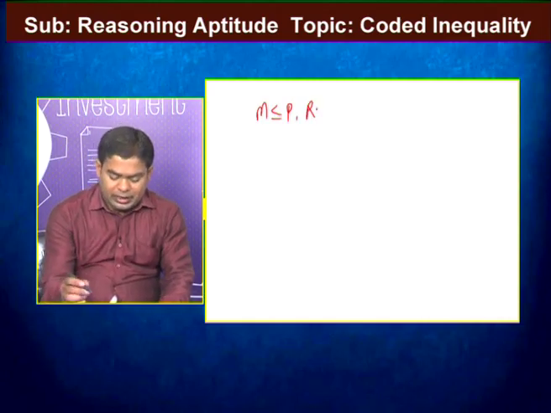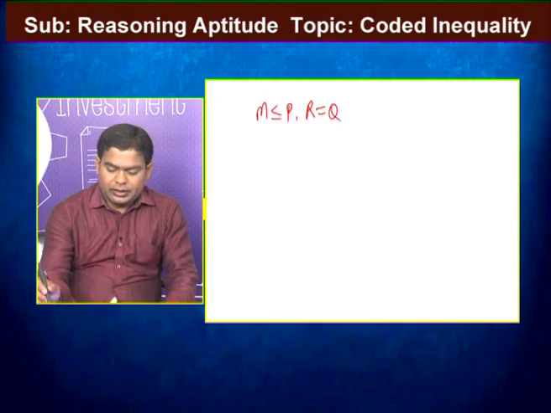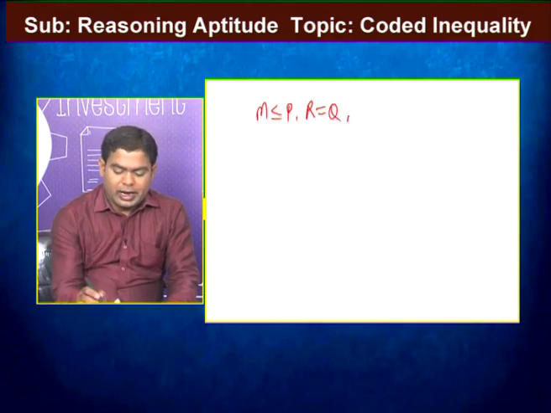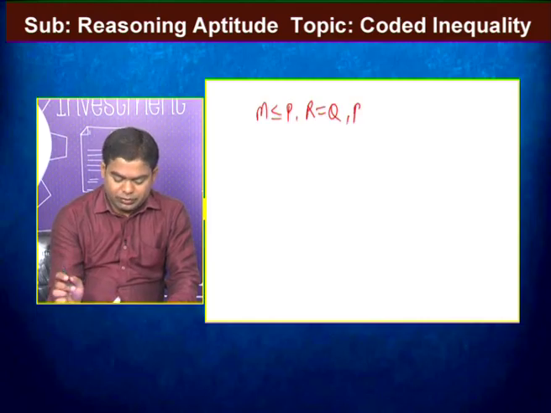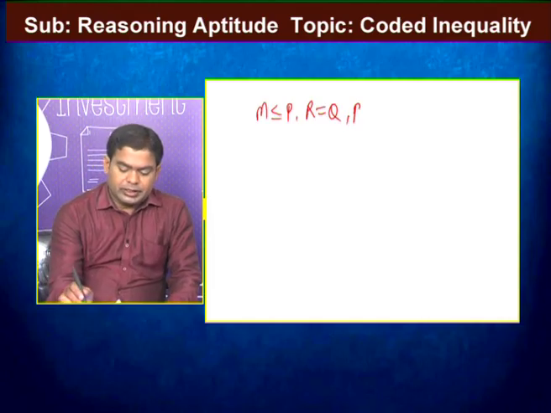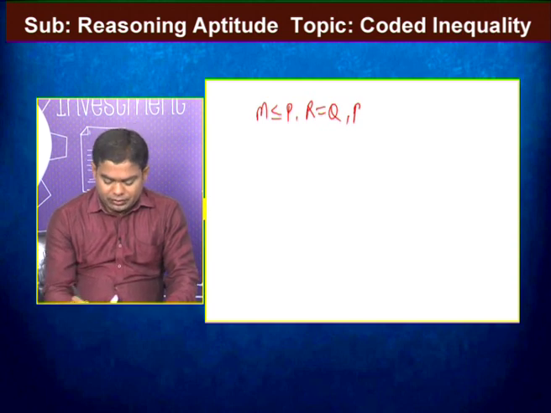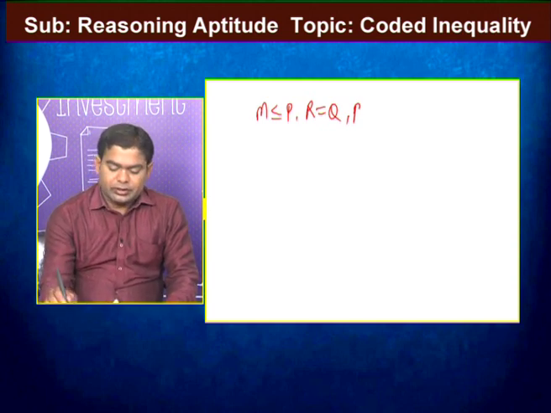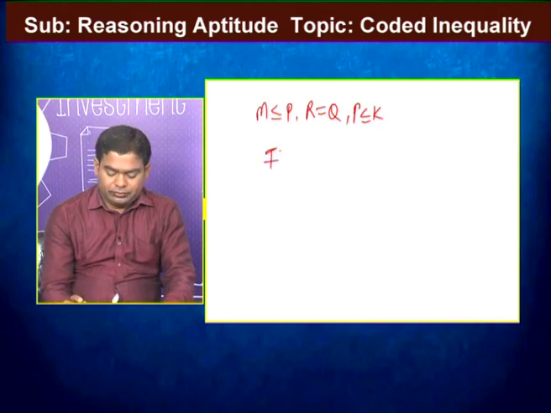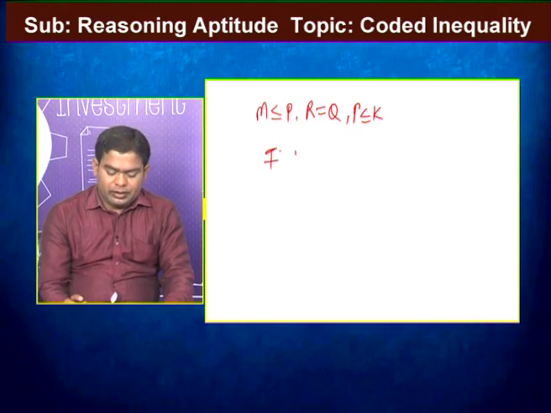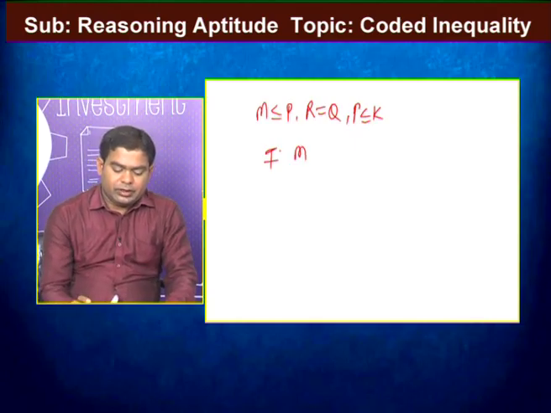So in our statement M hash P, here hash is denoted less than or equal to, M less than or equal to P, and dollar is denoted equal, that means R equal to Q, and percentage is denoted not greater than, that means less than or equal to.